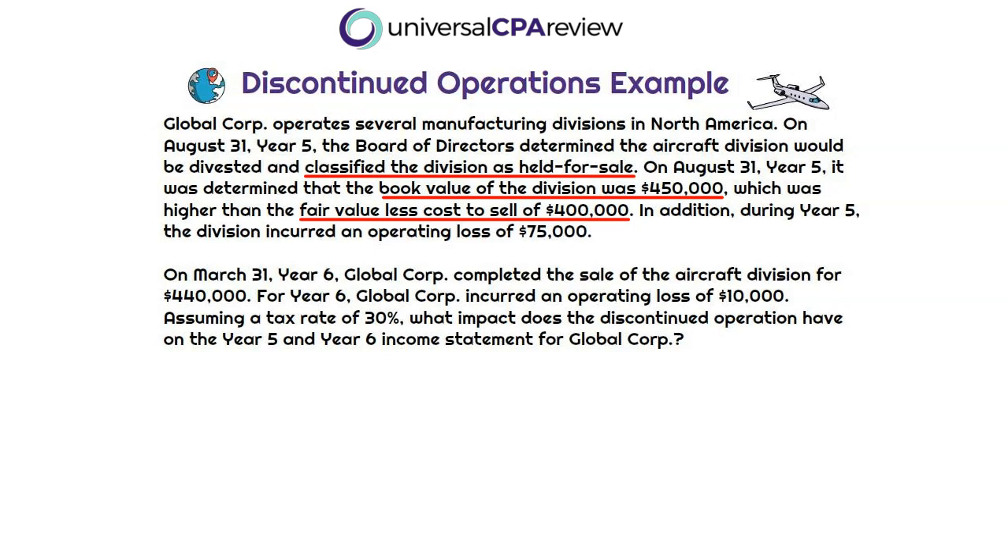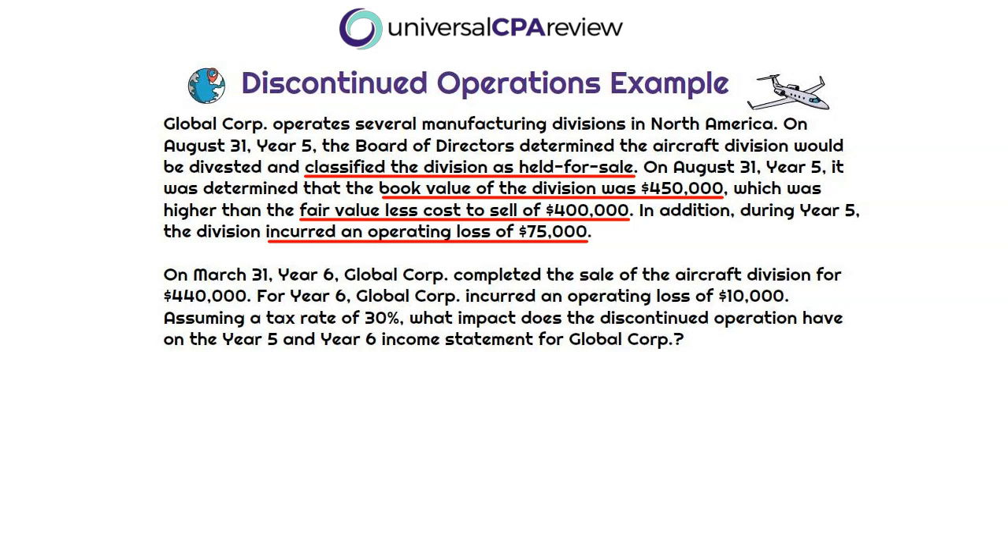And then in addition, during year 5, the division incurred an operating loss of $75,000, right? So basically the division, it doesn't say was sold in year 5, but we're going to have to factor in, is there any impairment as well as that operating loss again for year 5.